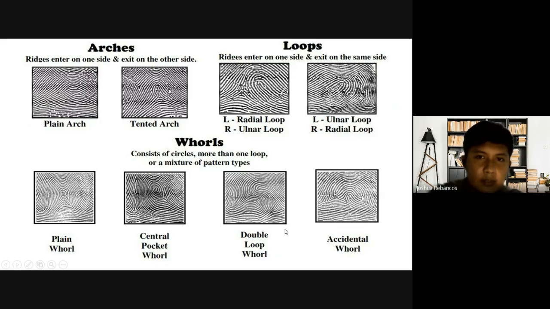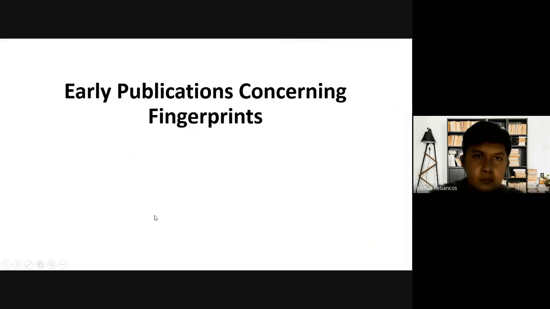Di ba? I-distinguish natin. Pag double loop whorl naman, dalawa ang delta niya. Dalawa siyang loop na gumanon. Tapos parang yun yung double loop whorl. Pag accidental whorl naman, pwedeng composed of double loop whorl at central pocket loop. Okay, whorl. Okay, tapos accidental whorl, mixture siya. Plain whorl, ganito lang siya. Di ba? Pag-aralan natin isa-isa yan, later, sa mga later na lessons.